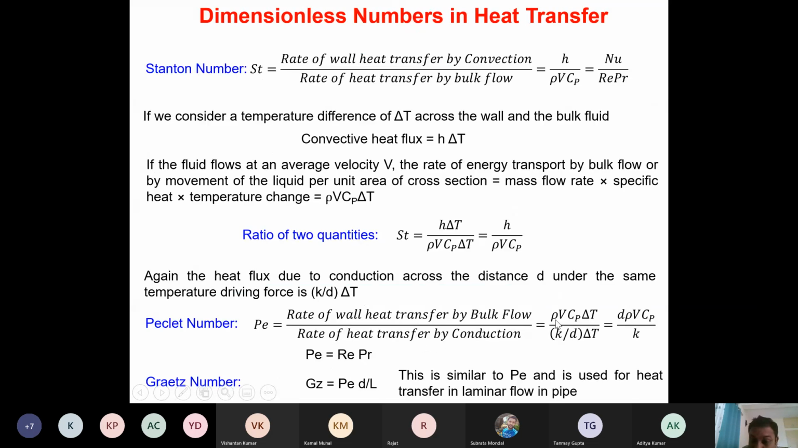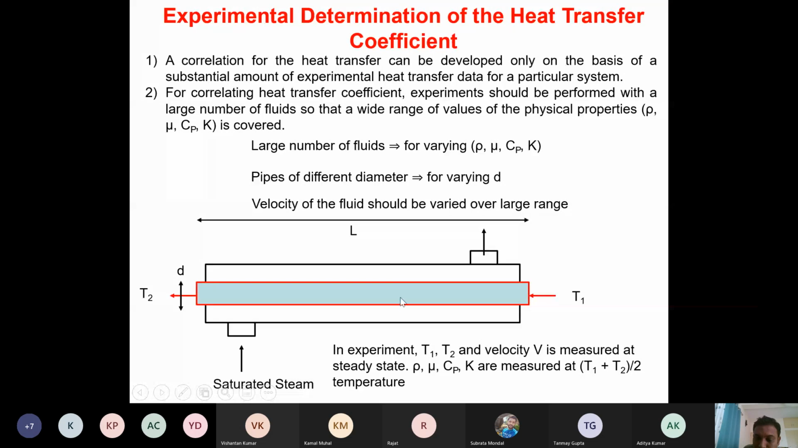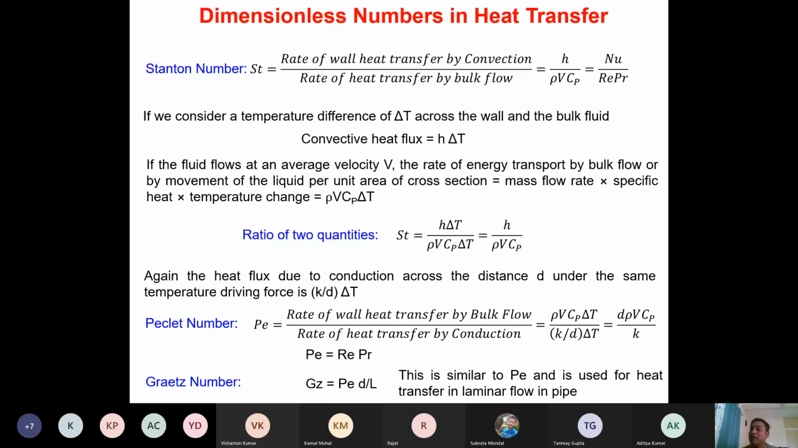So it is the rate of heat transfer by conduction inside the pipe. Remember, delta T by D is across the pipe, isn't it? That is what is being looked at. So these two factors are compared in the case of the Peclet number. That's it. But in essence, these are related only to the Reynolds number and Prandtl number. Even though we are looking at the Peclet number separately, these are related to the Reynolds number and Prandtl number. Okay, clear?